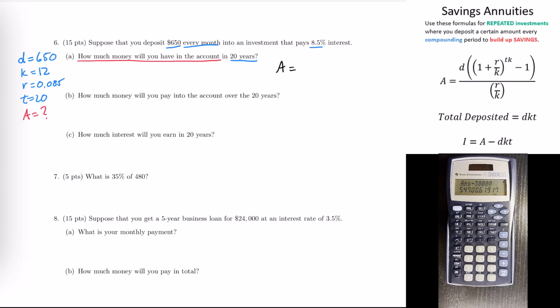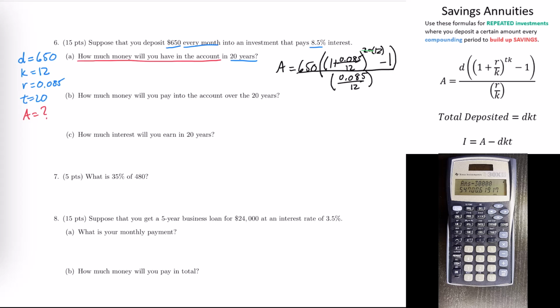And then A equals the monthly deposit, which is $650. In parentheses, I have 1 plus my interest rate of 0.085 over 12, raised to an exponent of 20 times 12. And then all of that is subtracted by 1, and then that is divided by 0.085 over 12. So that's plugging it into the formula.